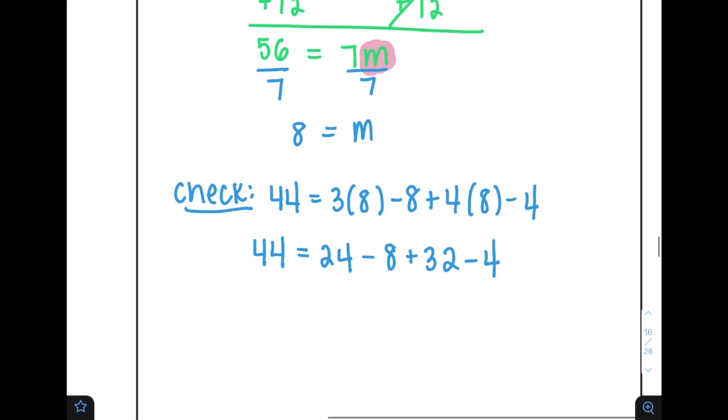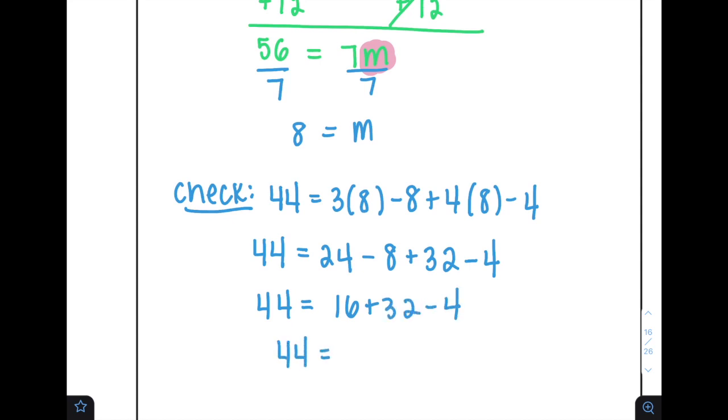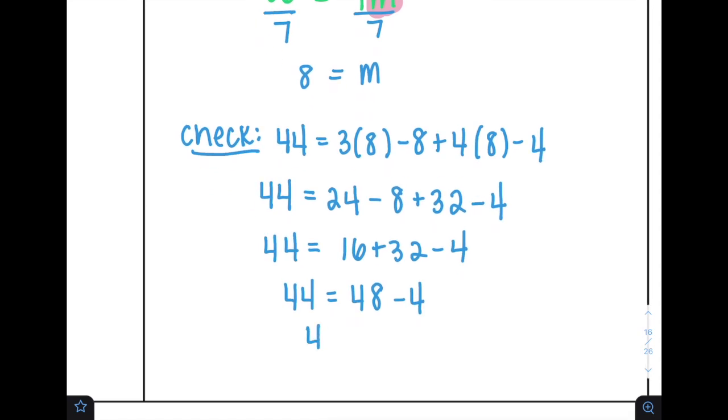And now I can just follow my order of operations and simplify left to right. 24 minus 8 is going to give me 16 plus 32 minus 4. And again, I'm just going through every step. 16 plus 32 is going to give me 48 minus 4. And then 48 minus 4 is going to equal 44. So this checks out.